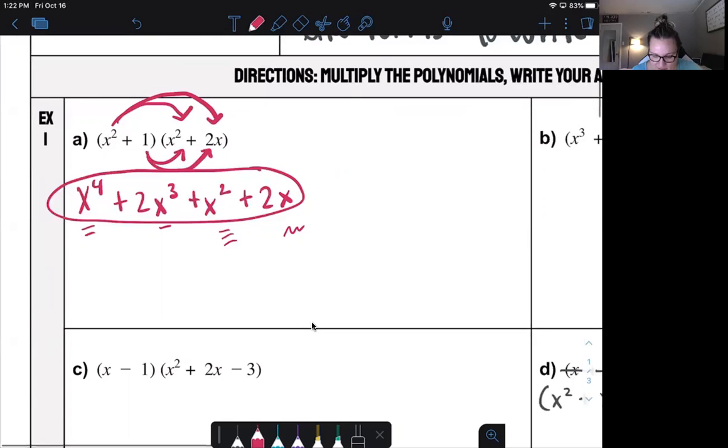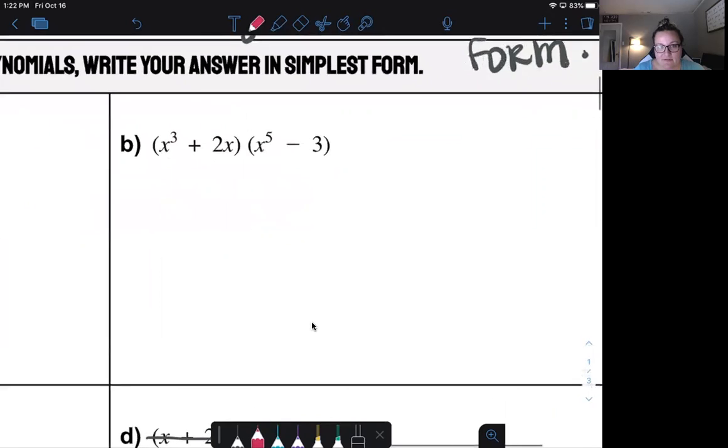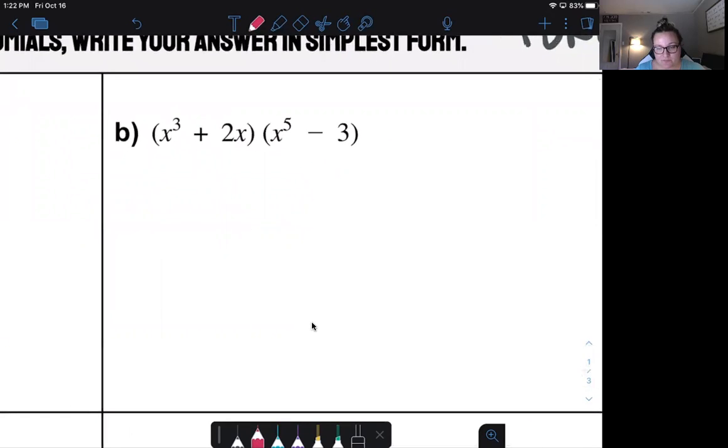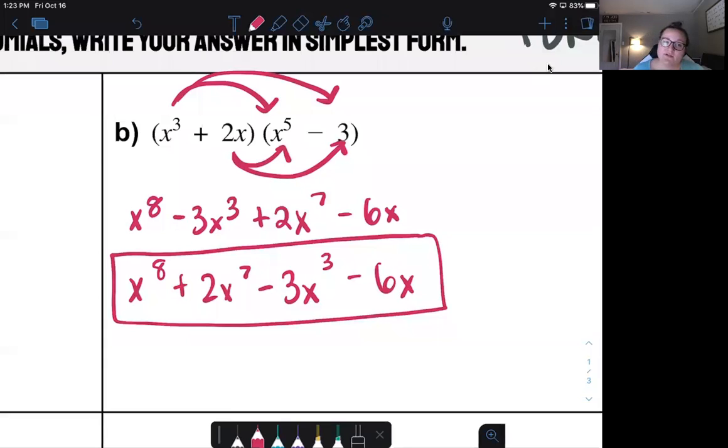All right, let's do part B. So why don't you go ahead and give part B a shot on your own. Press pause and then press play when you're ready to check your answer. Go for it. All right, so my final answer is x to the 8th plus 2x to the 7th minus 3x cubed minus 6x. Hopefully our answers match.